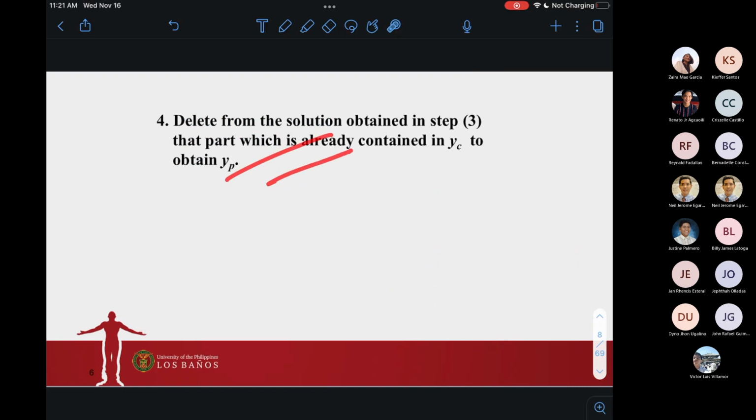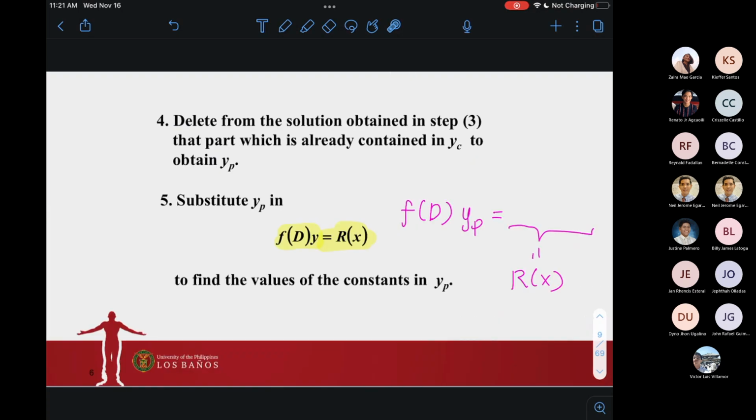I-delete ko lang mula dun sa may mga arbitrary constants, yung na kay y sub c na. So essentially, what we get here as f of d applied to y ay magkakaroon ng mga arbitrary constants. Pero ang gagawin ko lang para mawala yung mga arbitrary constants, titingnan ko ngayon, i-compare ko si y sub p kay r of x para makuha natin yung arbitrary constant.